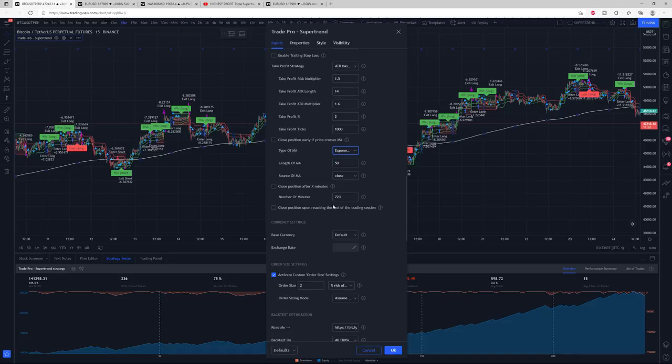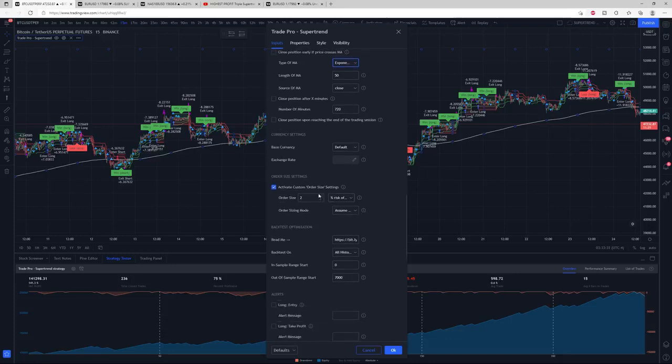Another thing, especially for Forex, would be closing a position at the end of a trading session, and that trading session is determined by what you set in the settings. So maybe you don't want to be in a position any longer at the end of the London session or the end of the New York session.